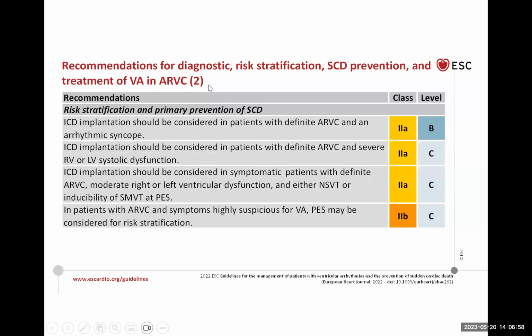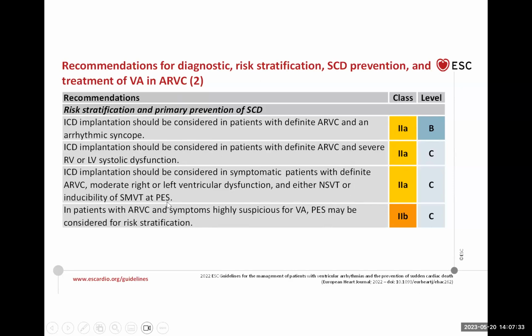For primary prevention of sudden cardiac death, an ICD should be considered in patients with ARVCD and syncope that looks like arrhythmic syncope, sudden onset with no prodromal symptoms, not typical for vasovagal or other syncope. It should also be considered in patients with a definitive diagnosis of ARVC and severe LV or RV dysfunction, or if they have moderate dysfunction with positive programmed electrical stimulation or non-sustained ventricular tachycardia. All of this is 2A, should be considered.